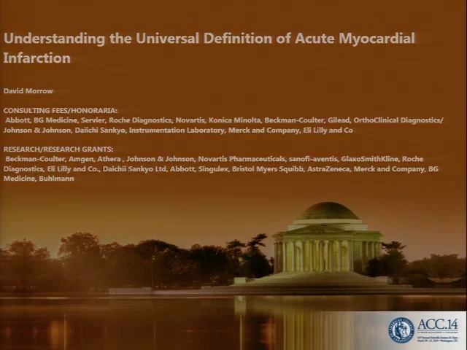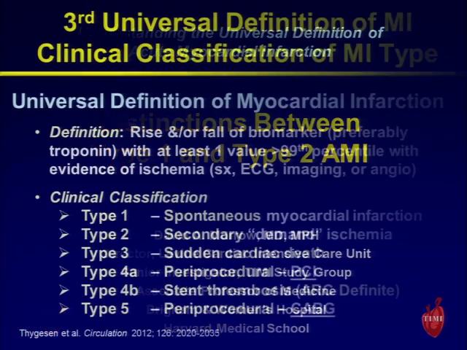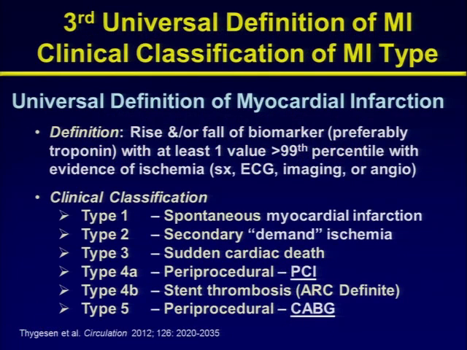Very good. So this is the last section of this session, and I will be given the task of really dealing with the often forgotten stepchild of our MI classification system. And if I bring us back to the overall schema of the clinical classification that exists within the third universal definition of MI, I've been tasked with discriminating between type 1 and type 2 myocardial infarction.